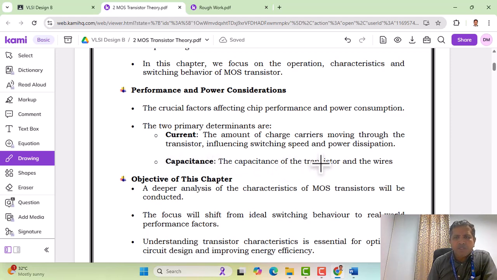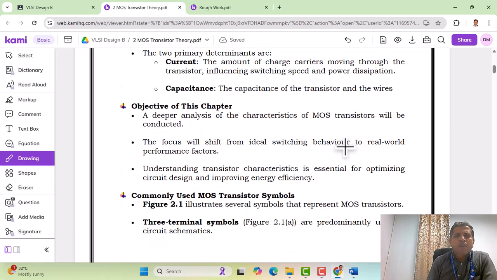The capacitance of the transistor matters because the transistor comprises various layers, starting from the substrate layer, diffusion layer, metal layer, polysilicon layer, and so on. All these layer capacitances play a very important role in deciding the performance of the transistor. The wires also play a significant role. In electronic systems, there is a need to connect one transistor to another, so we need wires to connect two or more transistors. The capacitance of wires also plays a significant role in deciding the performance of the MOSFET and hence the chip design performance. Now let us focus on the objective of this chapter.